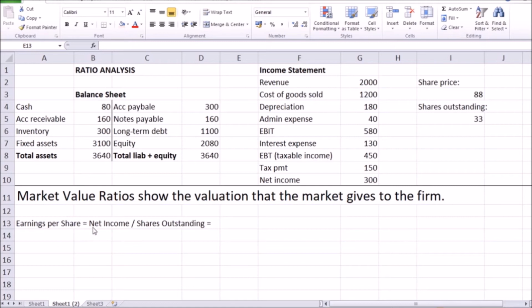This is a very common ratio discussed in a lot of investment discussions. It's often called simply EPS. And that's a ratio of net income, or the profits, to the number of shares outstanding. In our example, that's 300 million divided by 33 million shares outstanding. We have $9.09 in earnings per share. So that is pretty good. Of course, you want larger numbers here, but that's not really a complete picture.